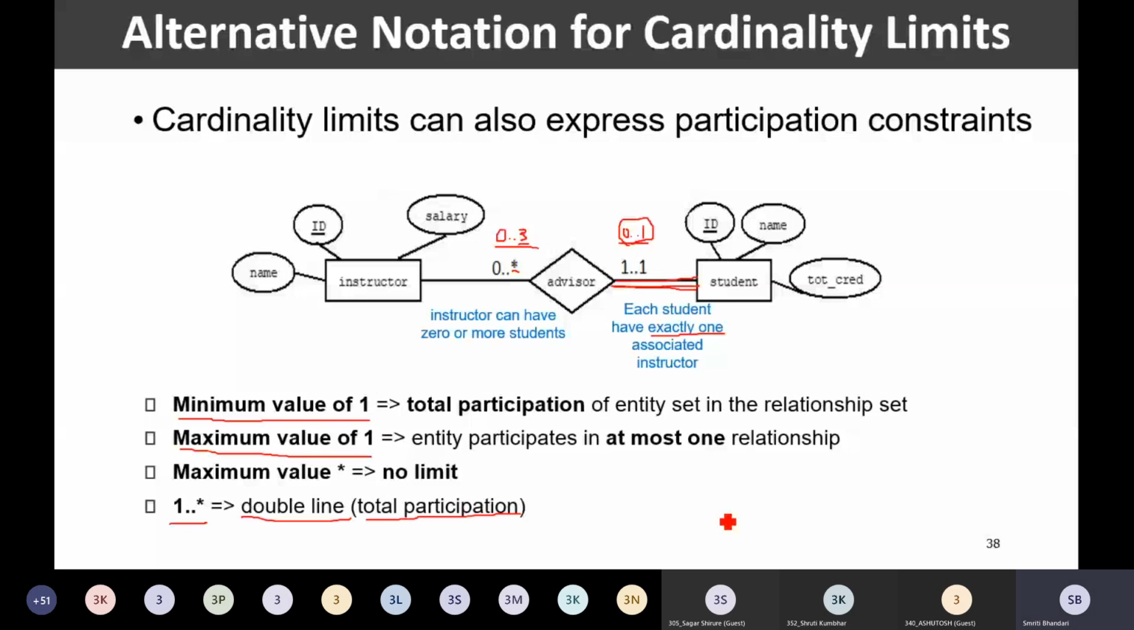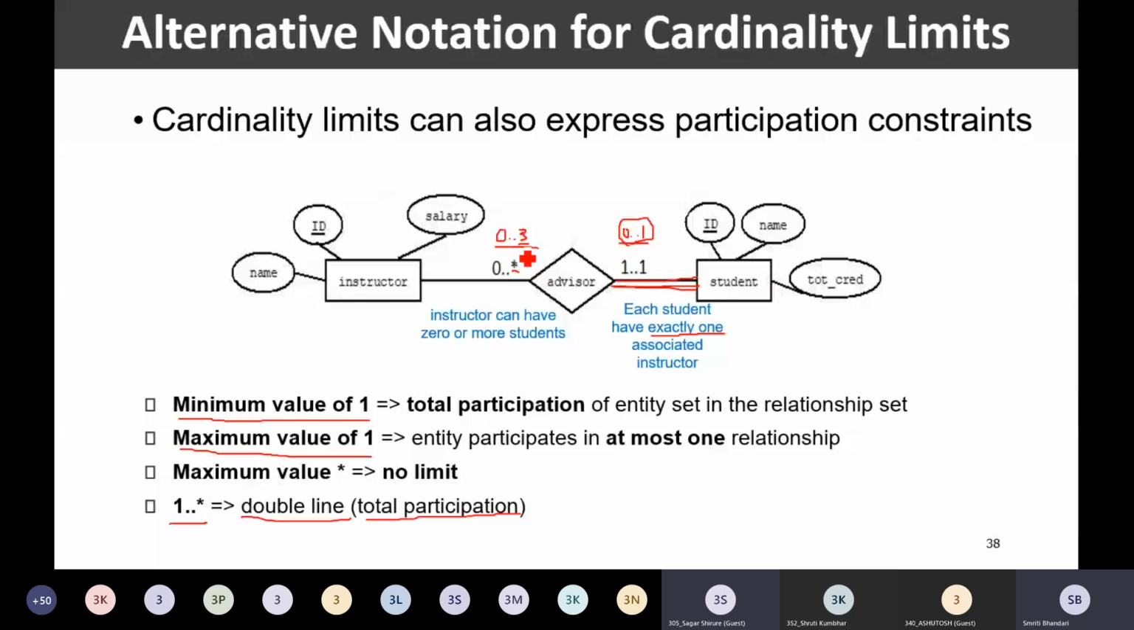So, Sagar, have you understood? Yes, ma'am. So, please repeat now what you mean by 0 to 3. Minimum cardinality is 0 and maximum cardinality is 3. How to interpret it? If the cardinality is 0 to 3, it means an instructor would have 0 students associated with it, or 1 or 2, at most 3 students are associated with the instructor.